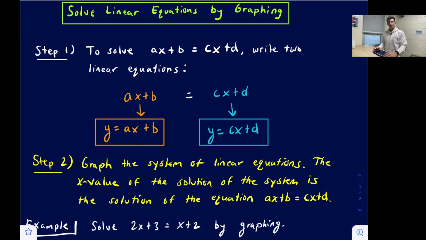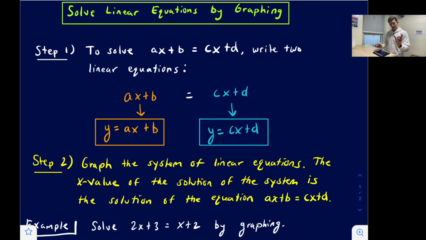Hello everyone, in this video we're going to talk about how to solve linear equations by graphing. It's kind of a two-step process. Step number one, we're going to have an equation that looks something like ax plus b equals cx plus d. We want to take that one equation and write two linear equations.